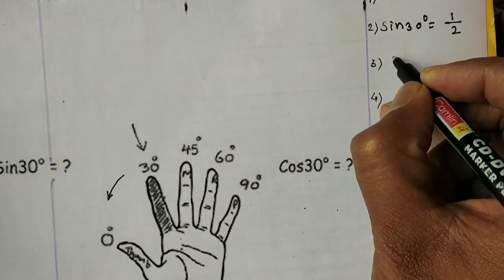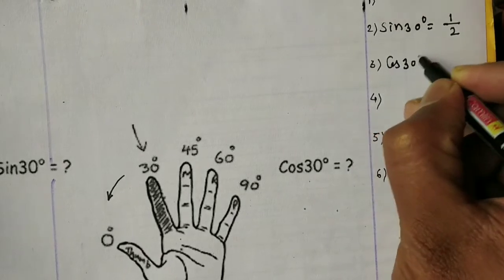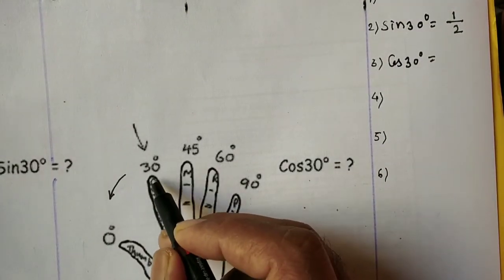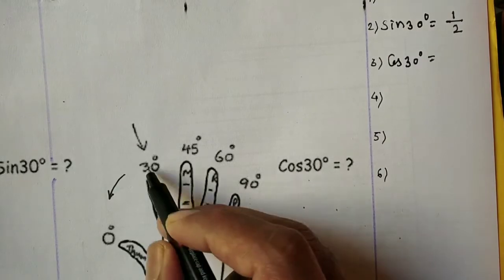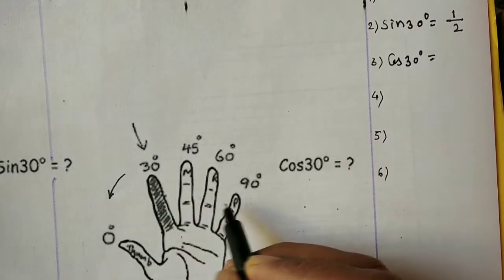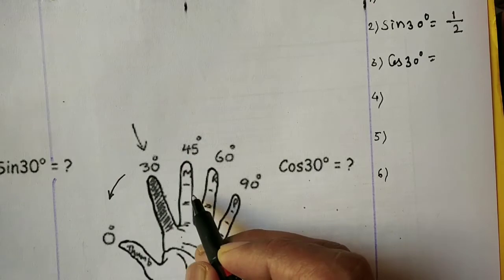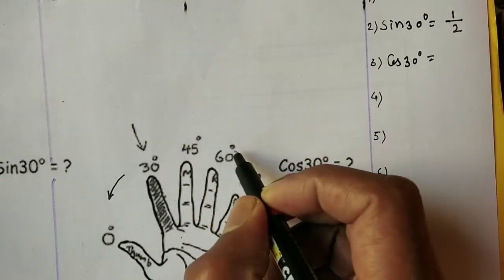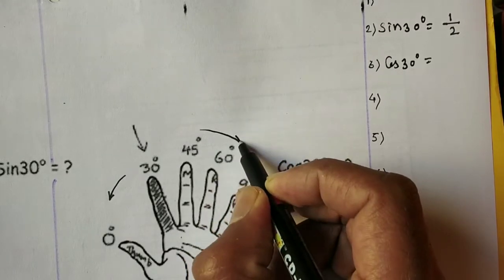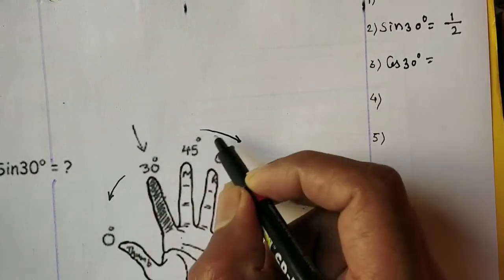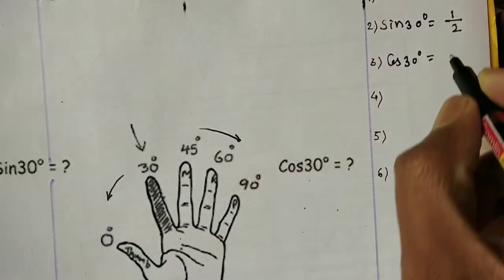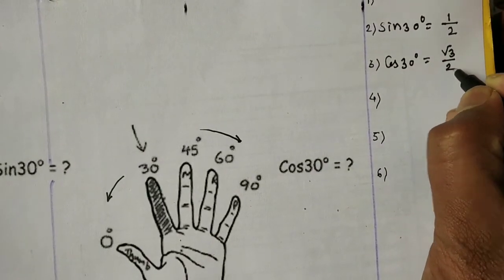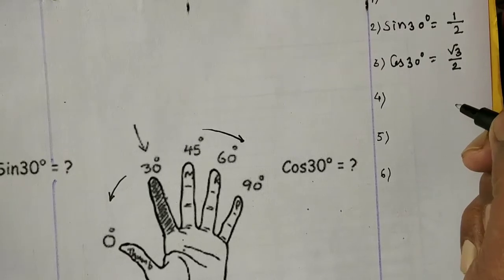Suppose I want to calculate cos of 30 degrees. This is the cos 30, this is the 30 degree finger, right? So how many fingers are remaining on your left hand side? 1, 2, 3. So this way for cos and this way for sine. So 3 fingers. So the square root of 3, root 3, divided by 2. So every time divide it by 2.